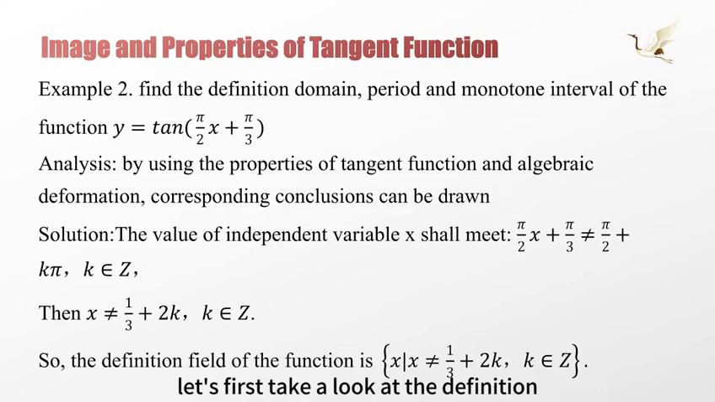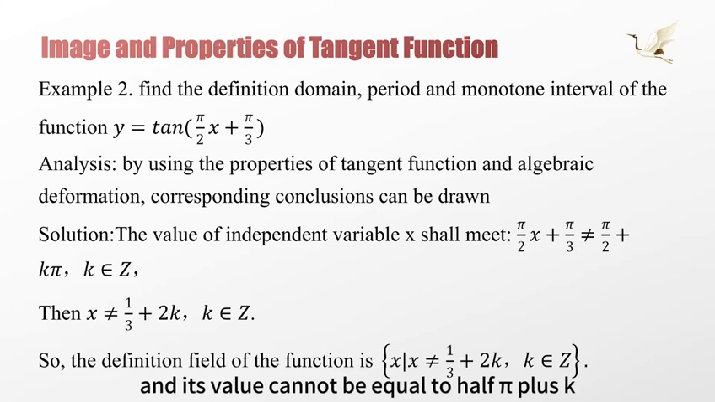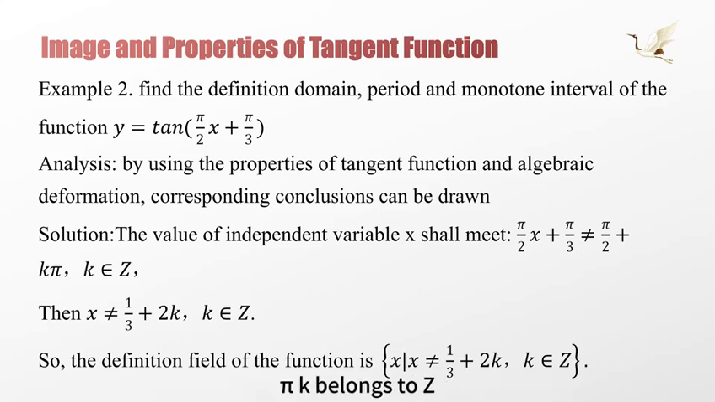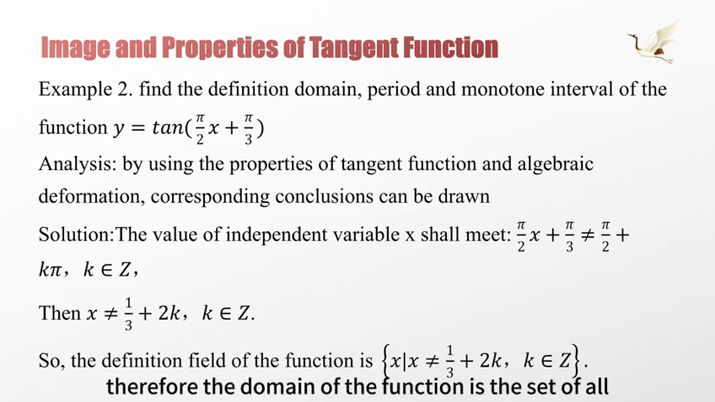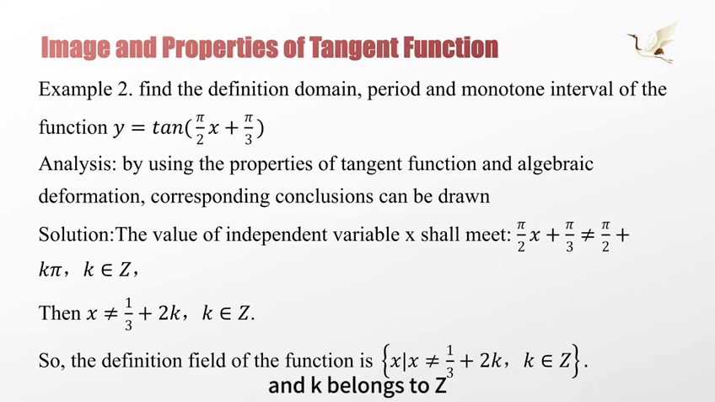Let's first take a look at the domain. Half pi x plus 1/3 pi is considered as a whole, and its value cannot be equal to half pi plus k pi, where k belongs to Z. The range of x can be solved as x is not equal to 1/3 plus 2k, where k belongs to Z. Therefore, the domain of the function is the set of all real numbers that are not equal to 1/3 plus 2k, where k belongs to Z.